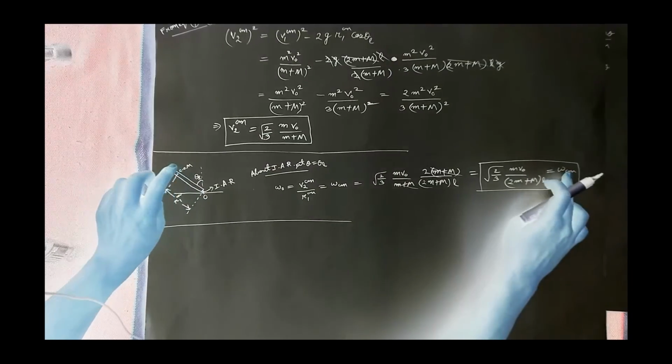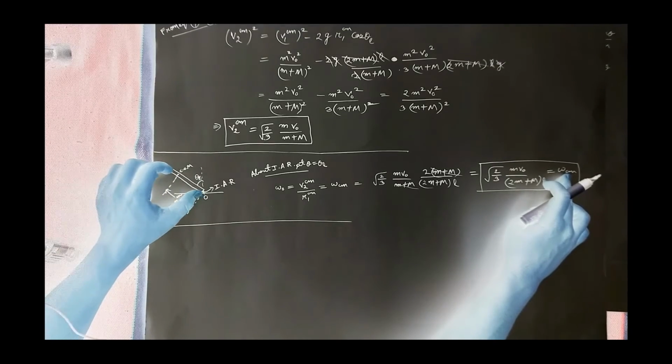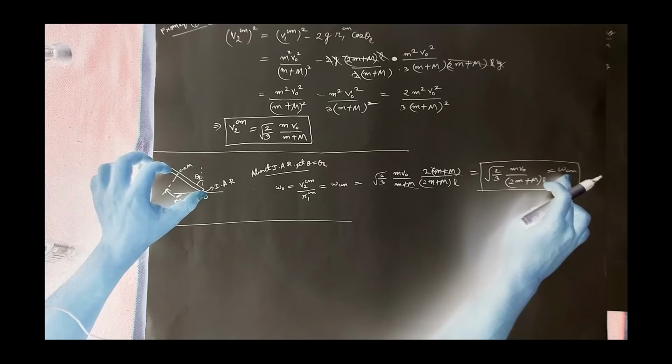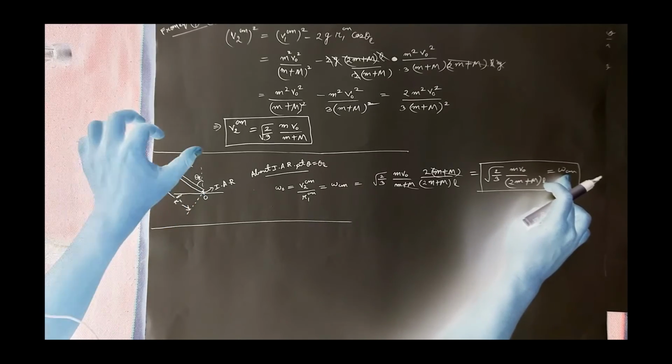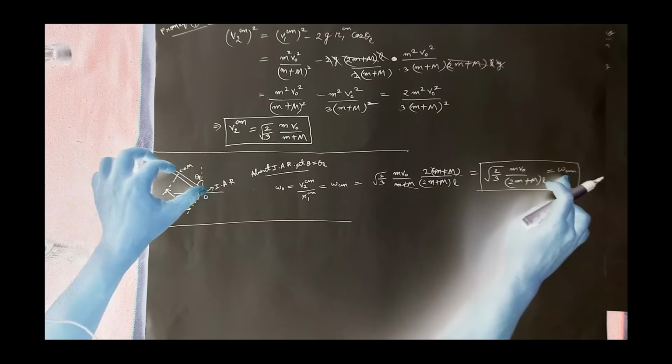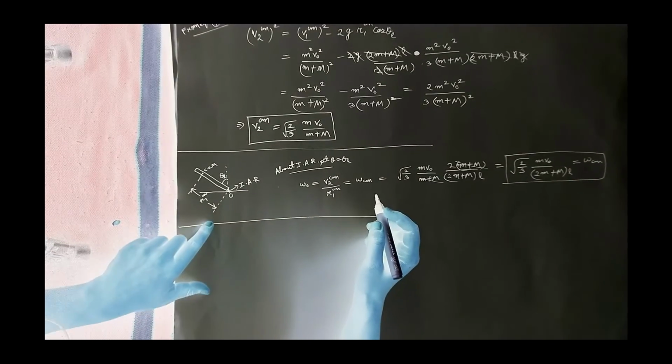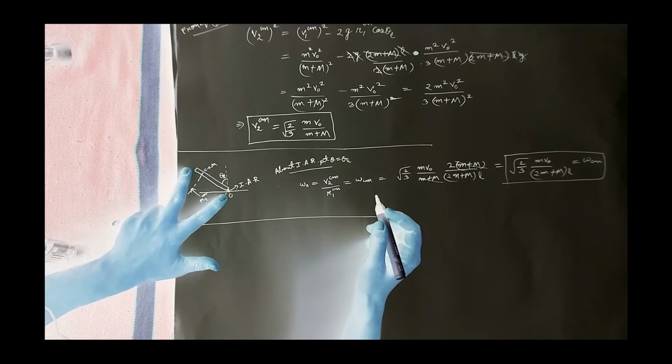Because this omega cm is the omega with which the whole system moves about its center of mass. So I also need ICM, so that I can conserve the energy from this position to the maximum height. From this position to the maximum height I can conserve the energy. And see, why am I doing the energy conservation?